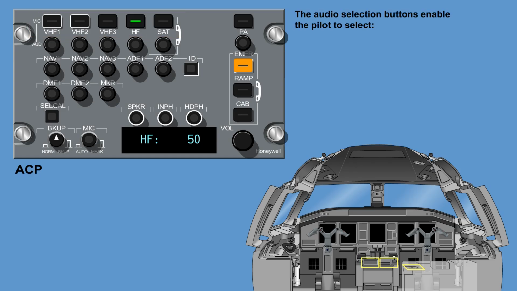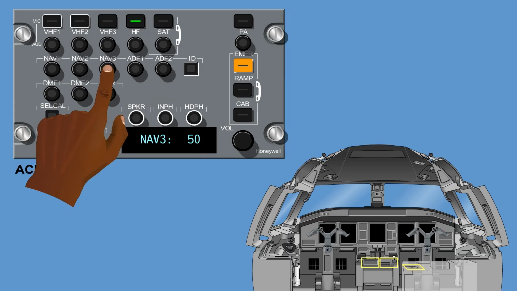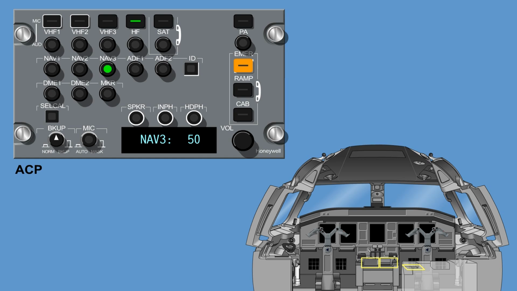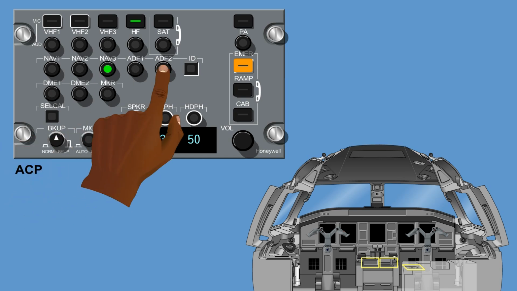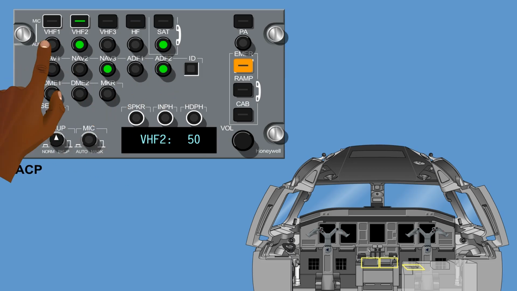The audio selection buttons enable the pilot to select any radio, navigation aid, or interphone channel for listening. A light illuminates inside the button to indicate that it is pressed. Any number of selections can be made simultaneously.